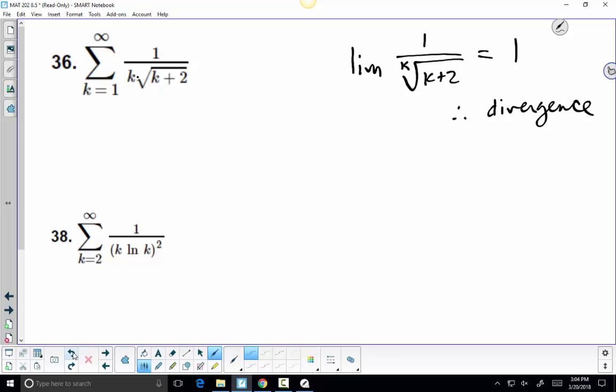So do we think converge or diverge if it's a multiplier? Converge, because essentially the denominator is k to the 3 halves. If you get rid of the non-dominant stuff, you have k times the square root of k, which is k to the 3 halves. And that is a p series with p bigger than 1. So that's our hunch, that we have convergence. So our b sub k is going to be 1 over k to the 3 halves. Let's see if we can do a direct comparison.